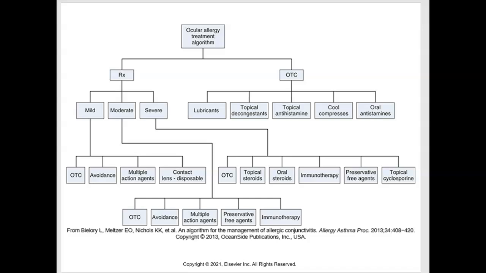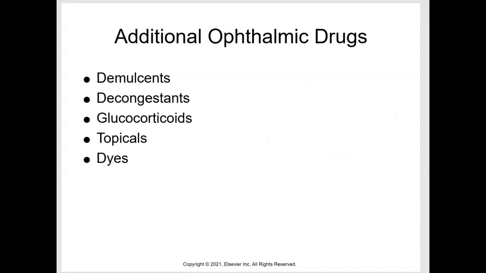And then the other common condition we see a lot in practice is the idea of dry eyes. So ophthalmic demulcents are artificial tears. And those are isotonic solutions that substitute our natural tears. Most of the preparations contain polyvinyl alcohol, cellulose esters, or both.